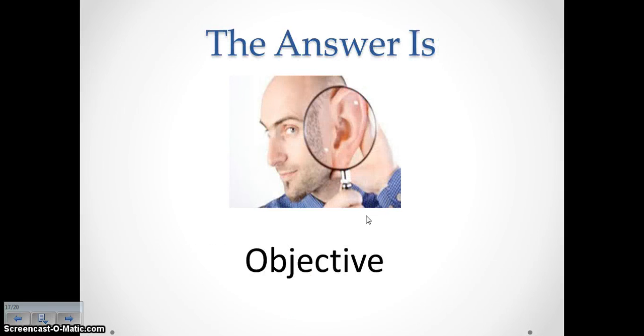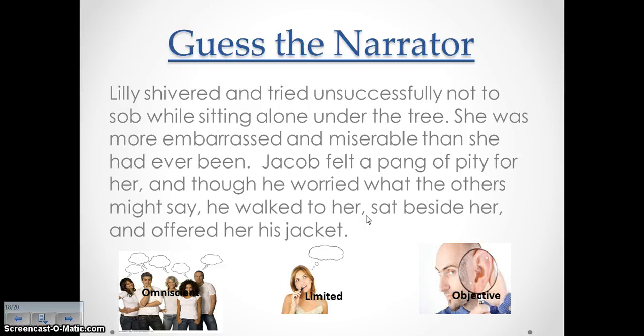Okay, let's try it again. Lily shivered and tried unsuccessfully not to sob while sitting alone under the tree. She was more embarrassed and miserable than she had ever been. Jacob felt a pang of pity for her, and though he worried what the others might say, he walked to her, sat beside her, and offered her his jacket. Okay, so before we move on, we see that she is shivering and trying not to sob, which is an action, but now we figure out that she is embarrassed and miserable. So we know an inner feeling about Lily there.